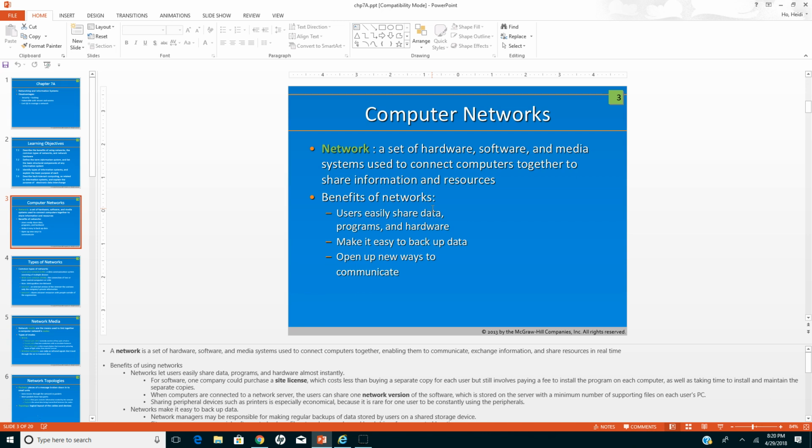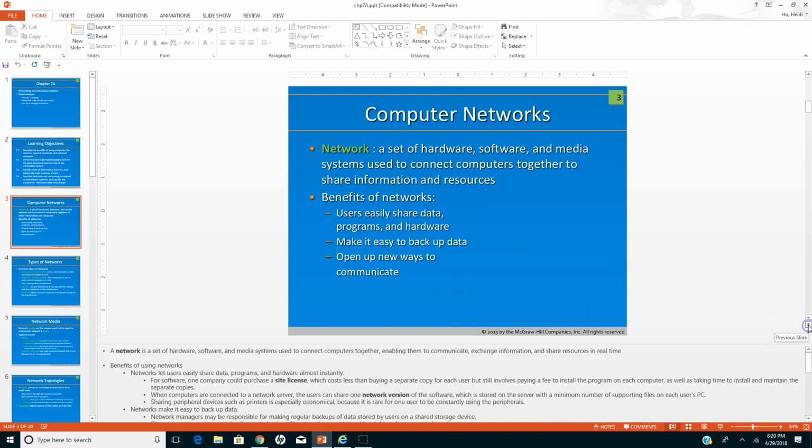The next one, it opens up new ways to communicate. We can share other devices. I can share my PowerPoint with you or some other program. So these are some of the benefits of a network.